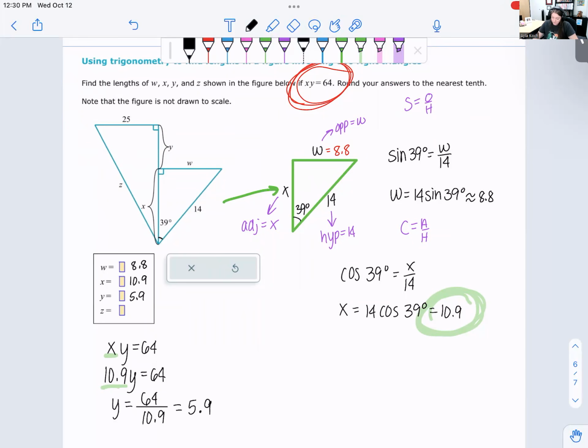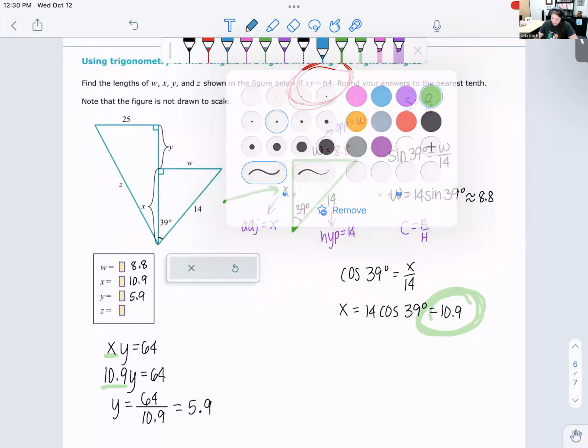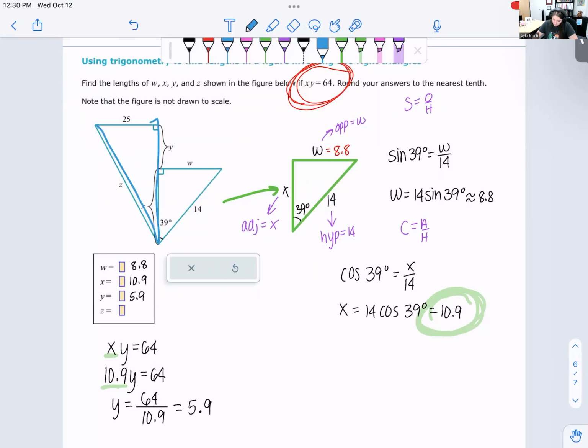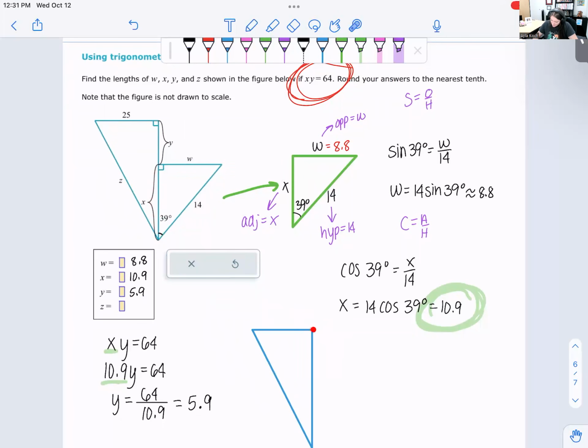But excitingly enough, with this triangle, we know that this entire length here is X plus Y. So 10.9 plus 5.9. This entire side is 16.8. And this side over here is 25, based on the picture.